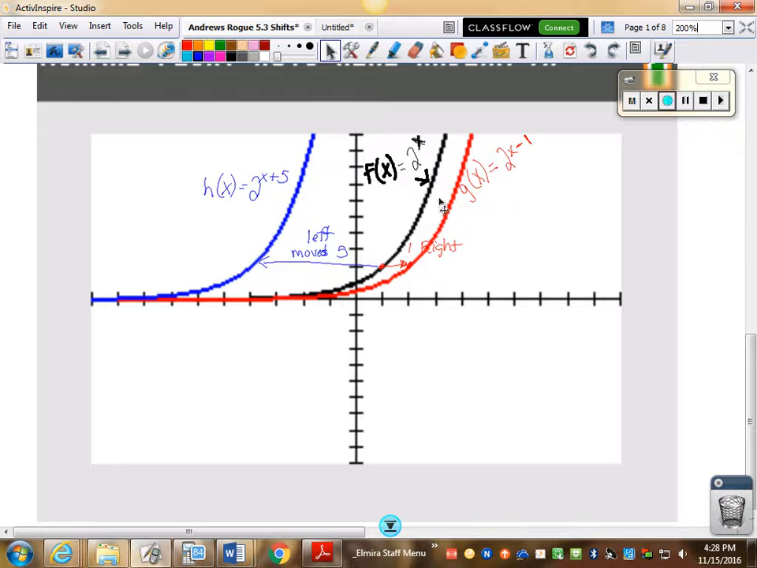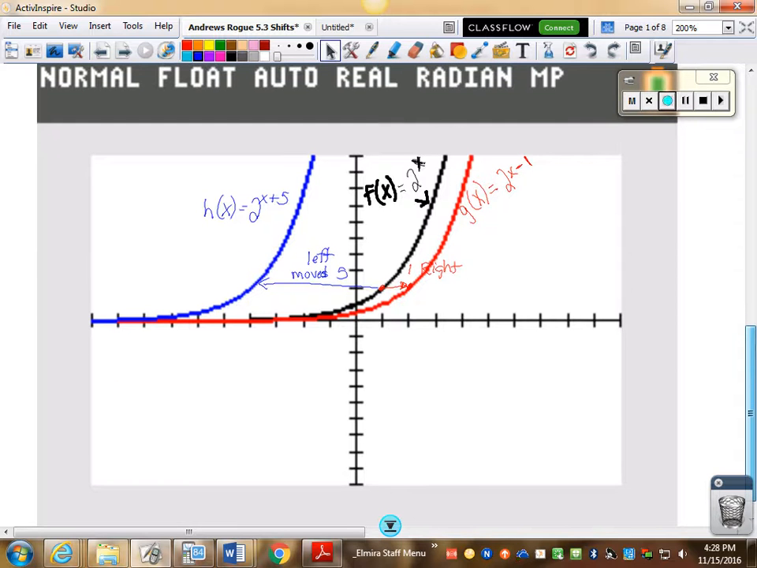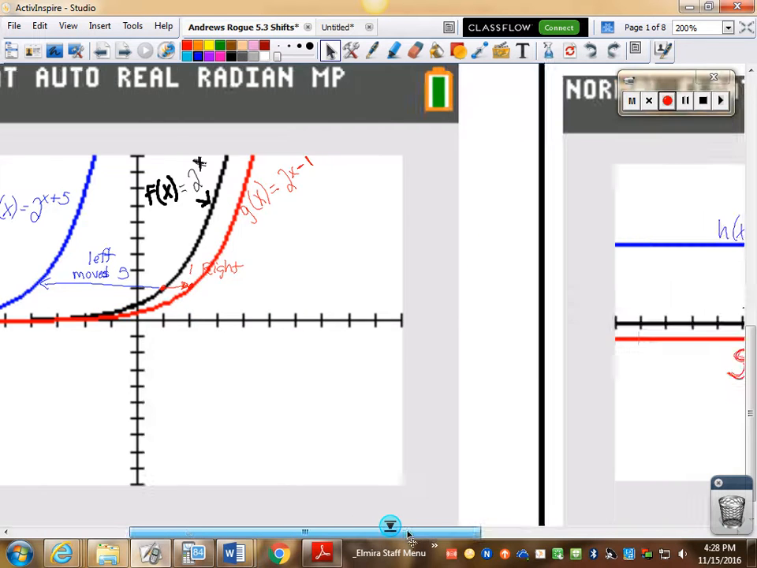So the red function and the black function are the same, it's just as if I slid it over. The blue function right here represents 2 to the x plus 5. So a 5 is added just to the x. Plus 5 usually would make you think of going to the right, but it's opposite. I don't have a great explanation for that. Just remember, x's are always opposite.